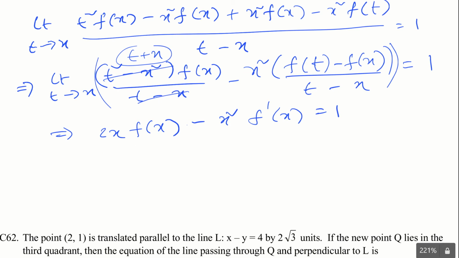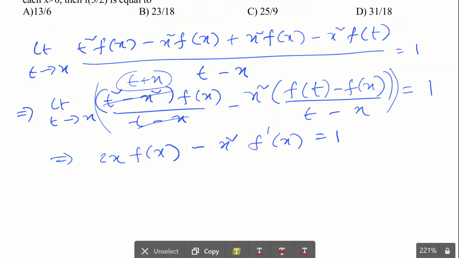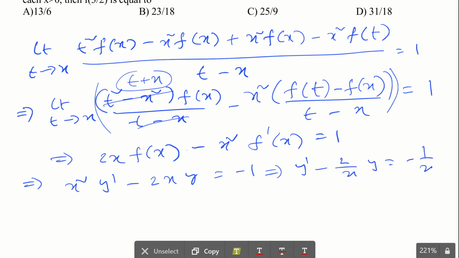So I observe that I can write this as, sending everything to the right side, x square y dash minus 2xy is equal to minus 1, where obviously y is nothing but f of x. So from this I have y dash minus 2 by x into y is equal to minus 1 by x square. Now you can see that this is a linear differential equation. We solve this one.